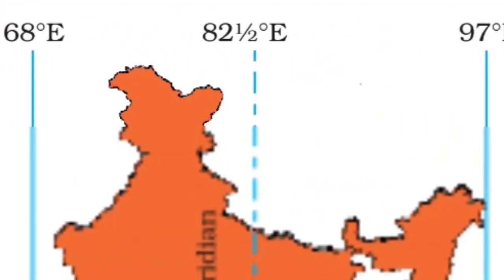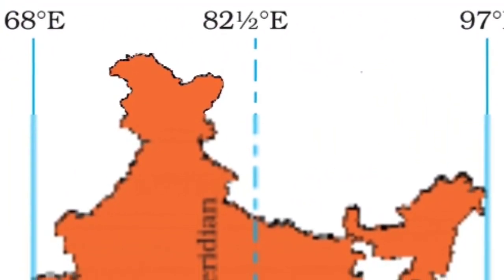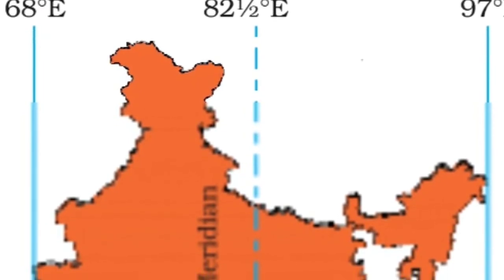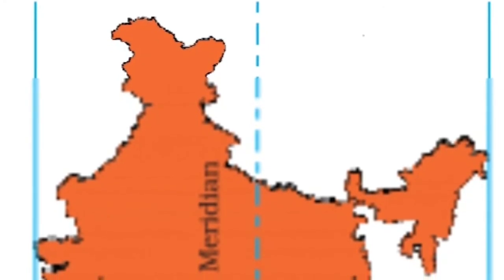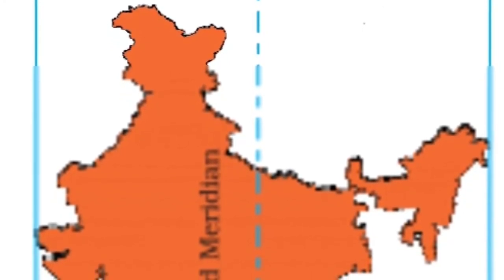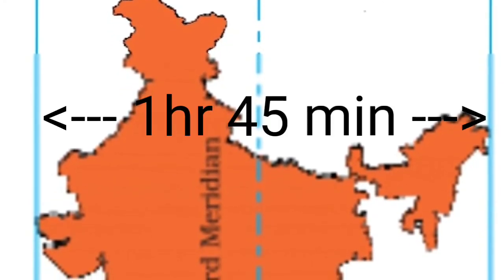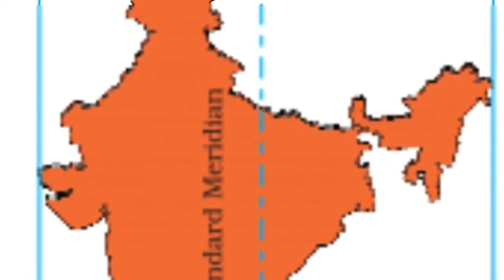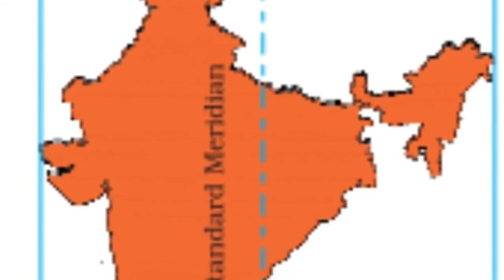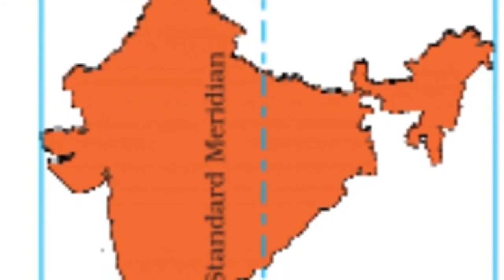Now we come to the next topic, Indian Standard Time. Children, we will see the longitudinal difference between Dwarka in Gujarat and Dibrugarh in Assam. Then we will find a 1 hour 45 minutes difference. To keep equal time in India, it is therefore necessary to adopt the local time of the central meridian of the country, known as Indian Standard Time.